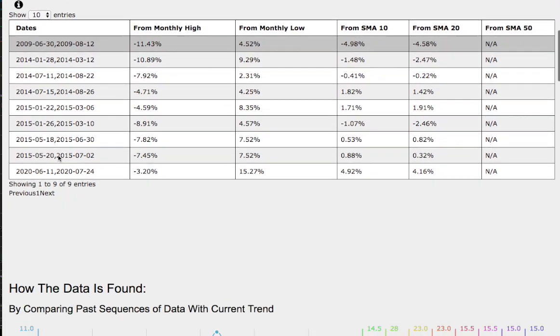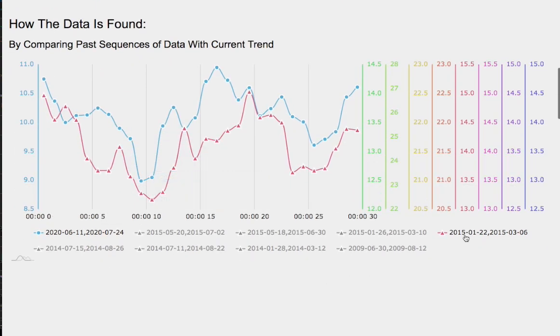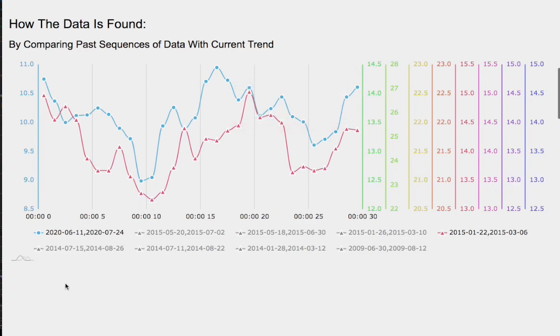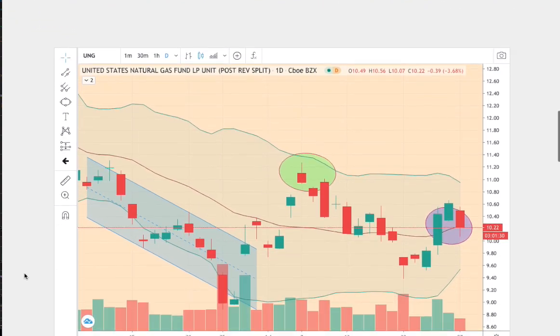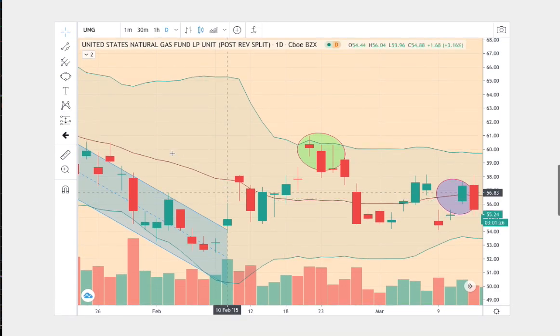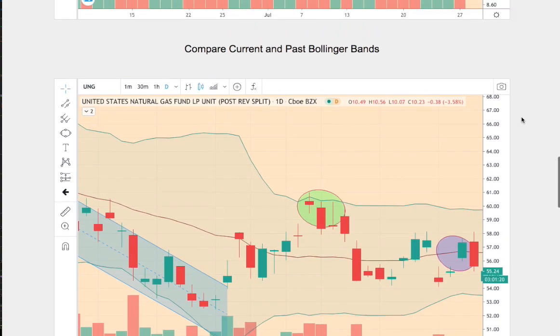Well, first we want to use the line graph as a comparison. The blue lines are the current trend, and the line overlapping it happens to be the best match. So right here we have our current trend, and the trend below it is the one that we found on the line graph above. This trend dates back to January 22nd to March 6, 2015. Let's begin comparing both trends.